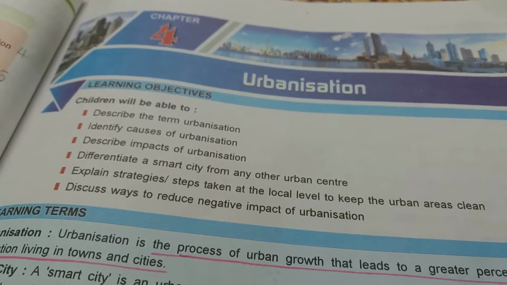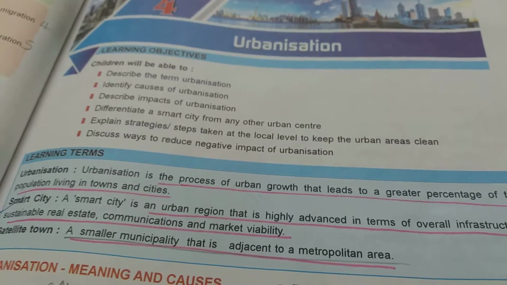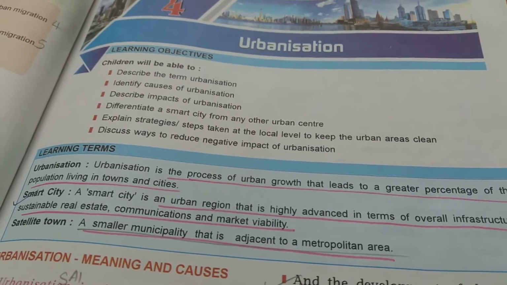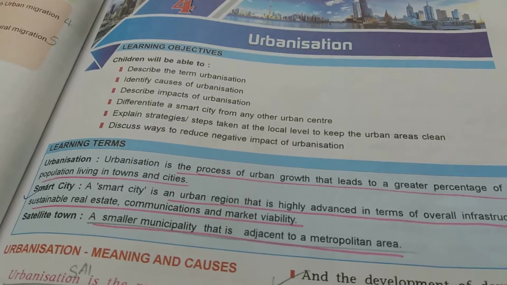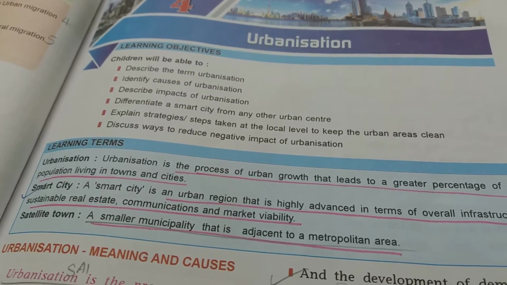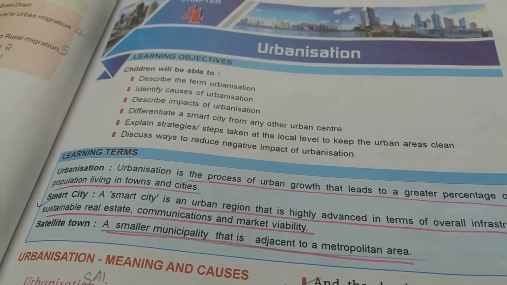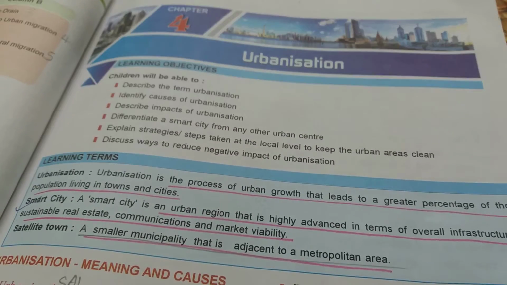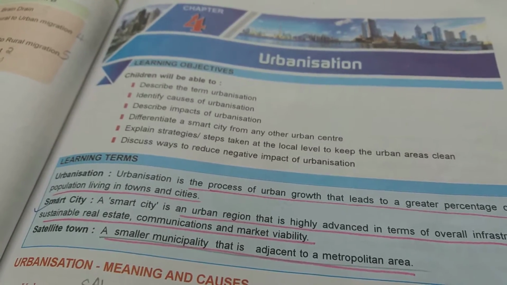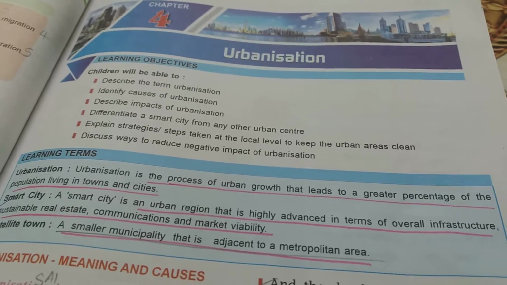Urbanization is a process of urban growth that leads to a greater percentage of the population living in towns and cities. It is a movement of people from rural areas to urban areas, that is towns and cities. So what is urbanization, children? Urbanization is a movement of the people from the rural areas to the urban areas.